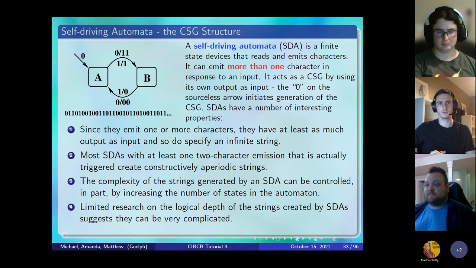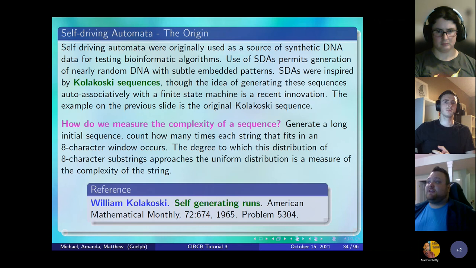Self-driving automata, the origin. Self-driving automata were originally used as a source of synthetic DNA data for testing bioinformatics algorithms. Use of SDAs permits generation of nearly random DNA with subtly embedded patterns. SDAs were inspired by the Kolaski sequences, though the idea of generating those sequences autoassociatively with a finite state machine is a recent innovation. The example on the previous slide is the original Kolaski sequence.